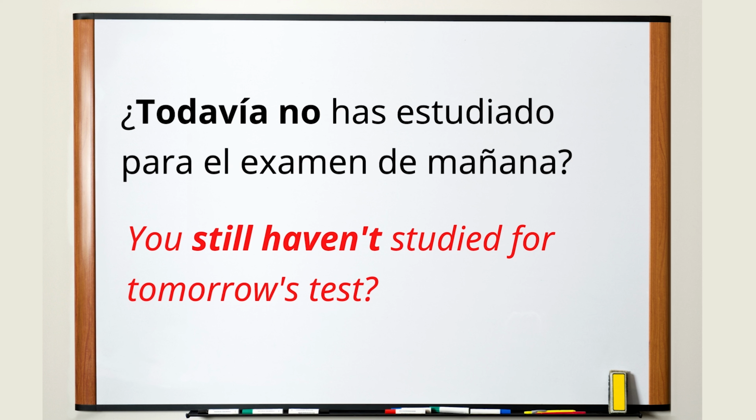Todavía no has estudiado para el examen de mañana. You still haven't studied for tomorrow's test. So note that todavía means still, and no has estudiado is haven't studied. But the specific time marker that we are focusing on here is todavía or even todavía no, because we're saying still not have done something. Okay, so in this phrase right here, you will see haber used a lot after todavía no. So todavía no has estudiado is the example we use here.